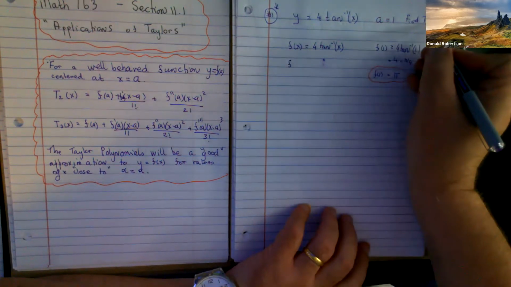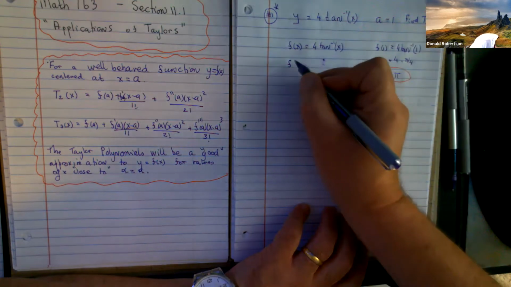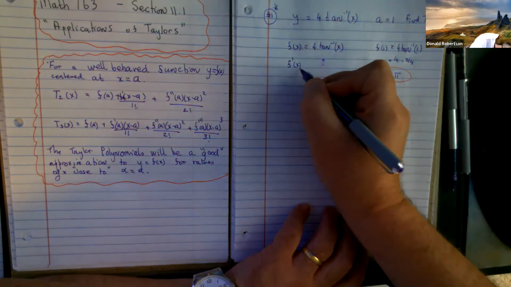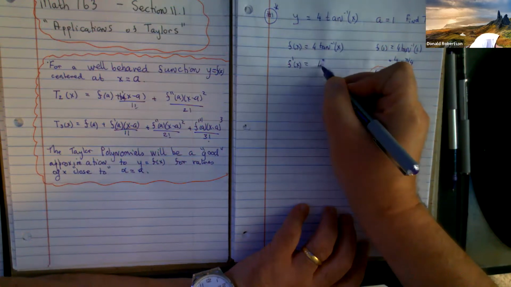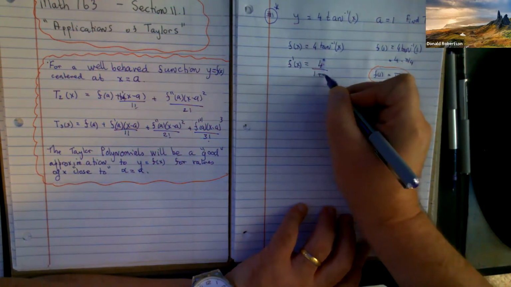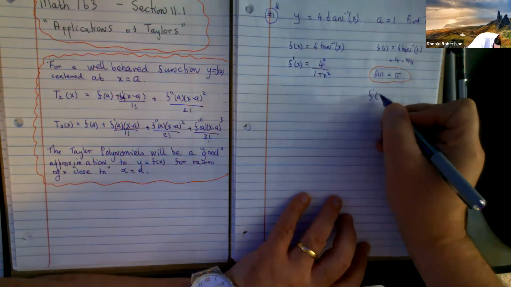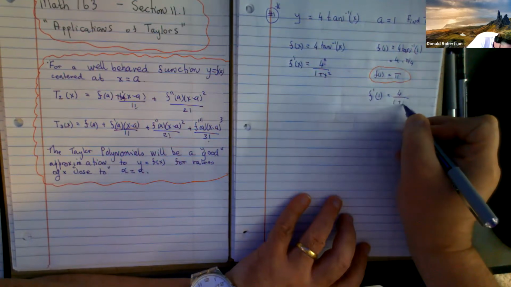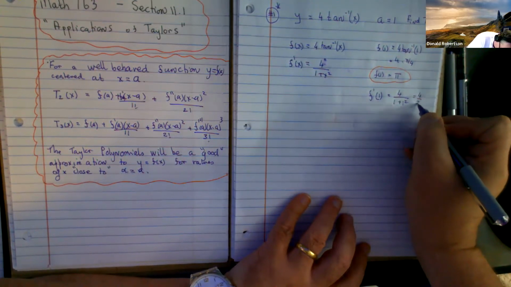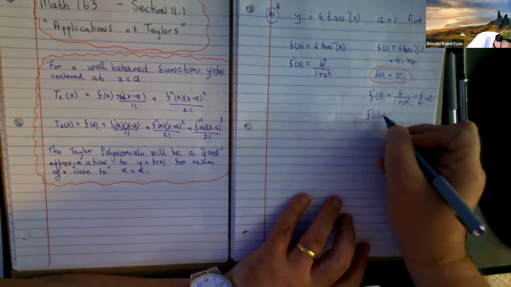Now, since I'm wanting T3 of x, the Taylor polynomial T3 of x, I need to go as far as the third derivative. So here's the first derivative. If you differentiate an inverse tan, you get 4 over 1 plus x squared. If you find the value at 1, you're going to get 4 over 1 plus 1 squared, which is 4 over 2, is 2. So that guy is equal to 2.